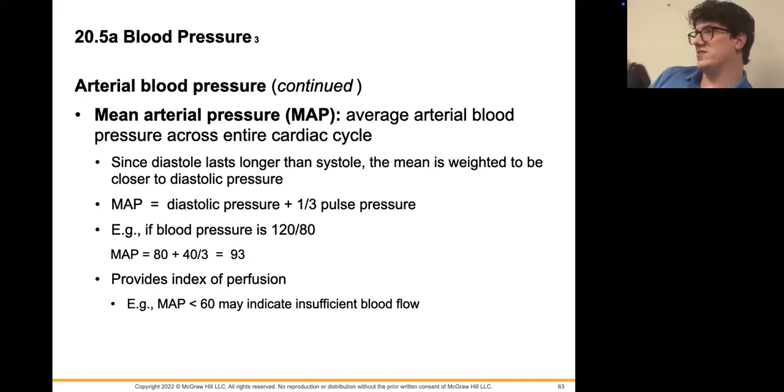What this is essentially saying is, hey, we have a number for perfusion. As long as we have a number greater than 60, we shouldn't have any problem with getting enough oxygen to all of our tissues. If that number falls below 60, that means we're going to have some tissues that are going to go ischemic, okay? So that they're going to start running out of oxygen.